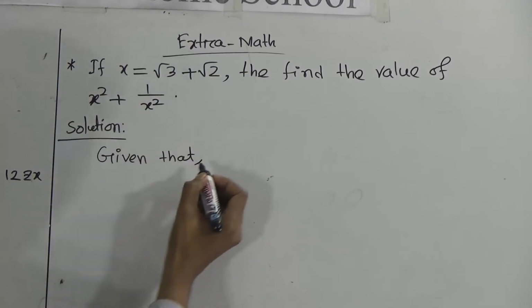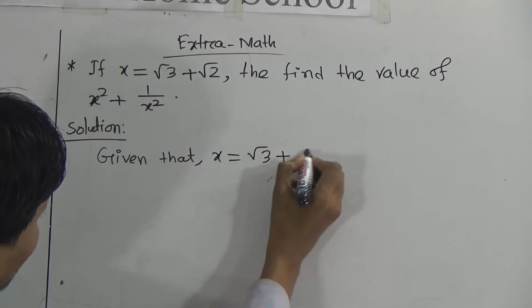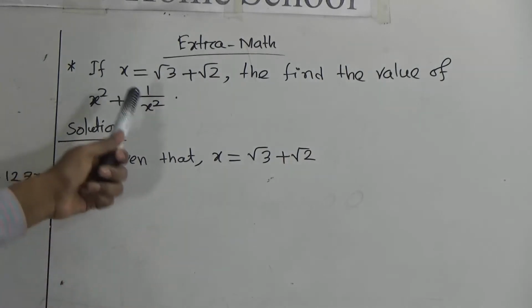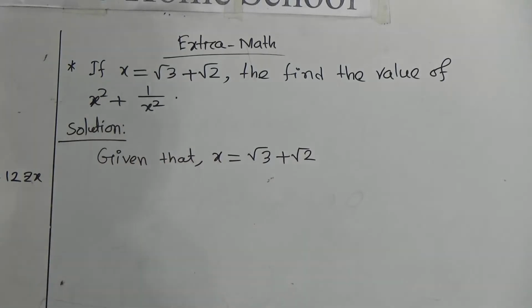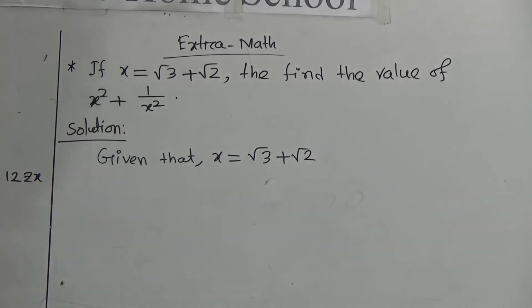What is given? Given that x equals root 3 plus root 2. You see these values given, x equals root 3 plus root 2. Now find the value of x square plus 1 by x square. Dear student, now I think you have a question here, but I will discuss this question after 2 or 3 minutes. Okay, when I calculate this, then I will show how I am doing this.